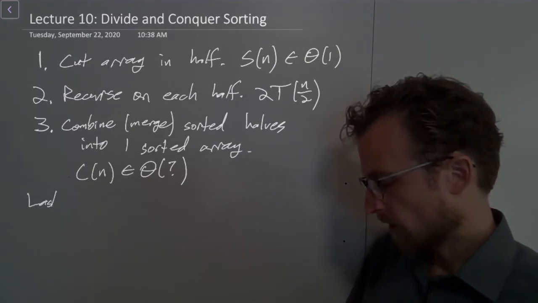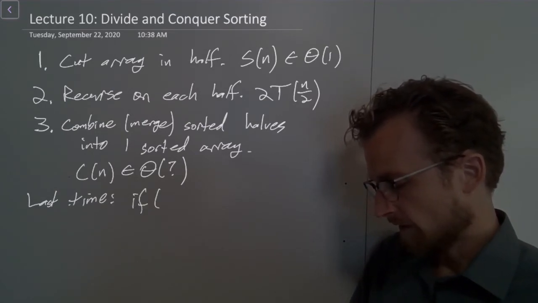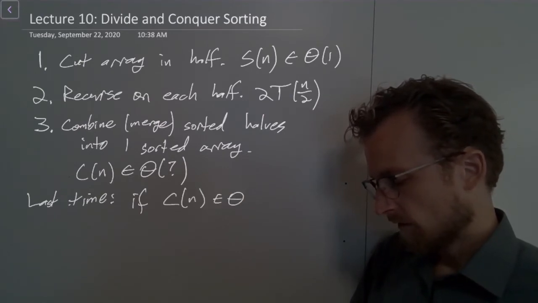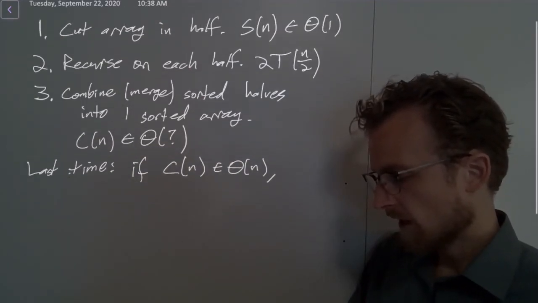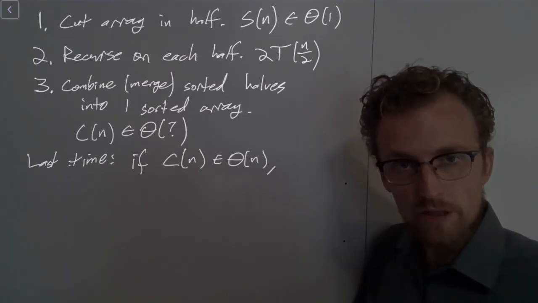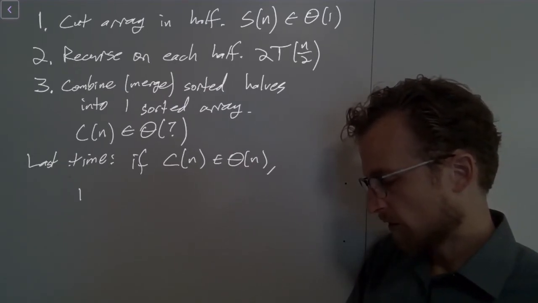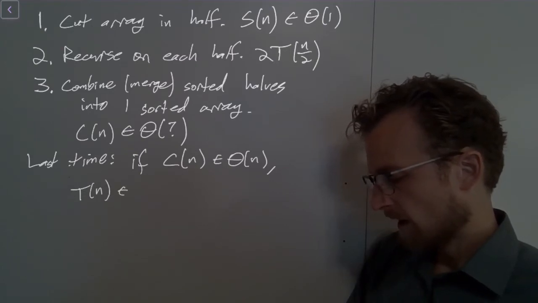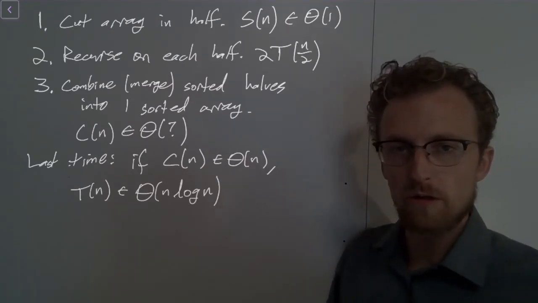So last time what we showed is that if C of n is linear, then we can use the master theorem to show that merge sort is n log n. So if we can combine two sorted arrays into a sorted array in linear time, then what do we have? Well, we have that the overall T of n of merge sort is big theta of n log n, which is a considerable improvement upon our elementary sorting algorithms.